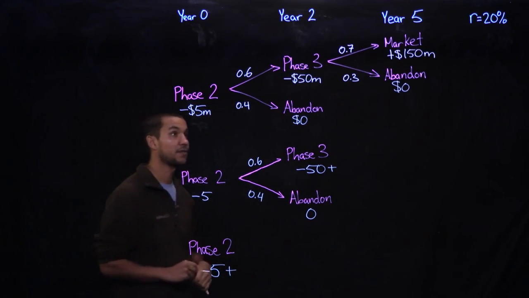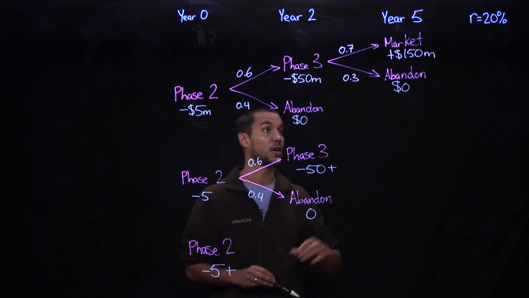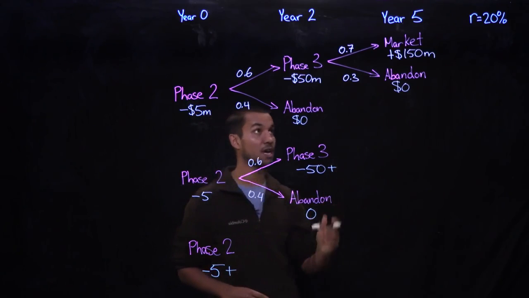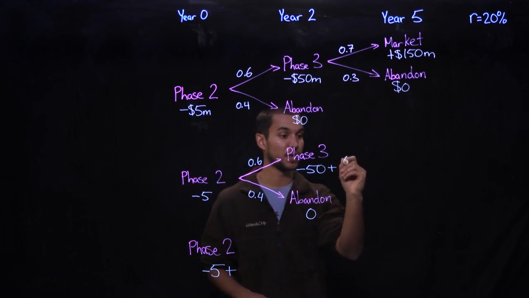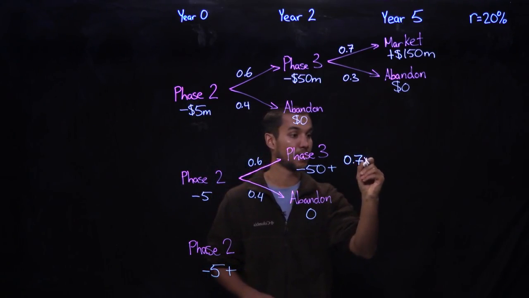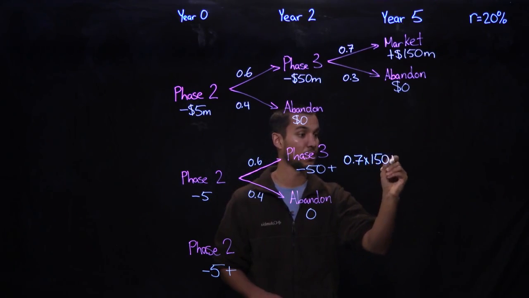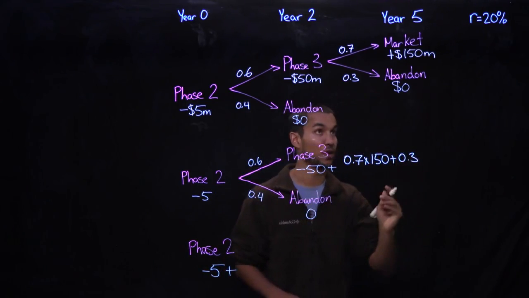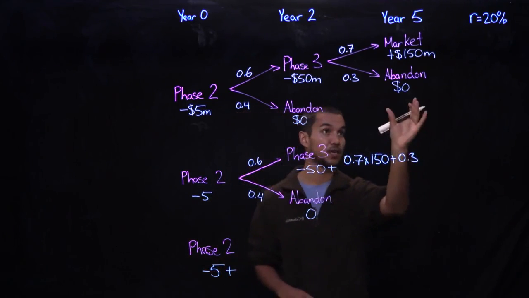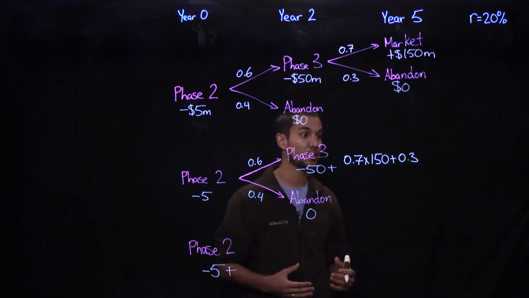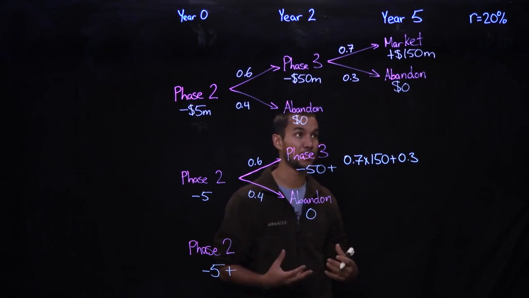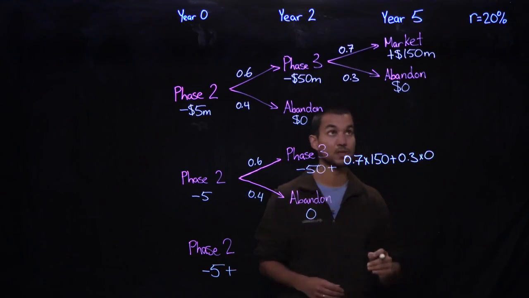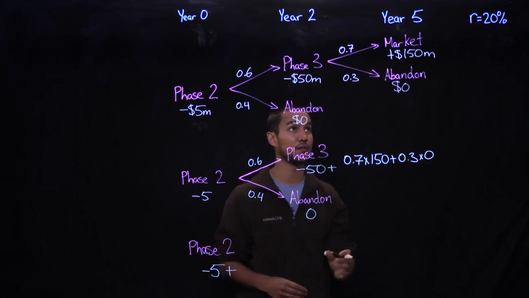In year 5, with 70% probability, we are going to earn $150 million. So for our expected cash flows, we get 0.7 times 150. And then with 30% probability, the phase 3 clinical trial is unsuccessful. And if it's unsuccessful, we abandon this project, and our NPV is 0. So times 0. So that's the expected cash flow in year 5.